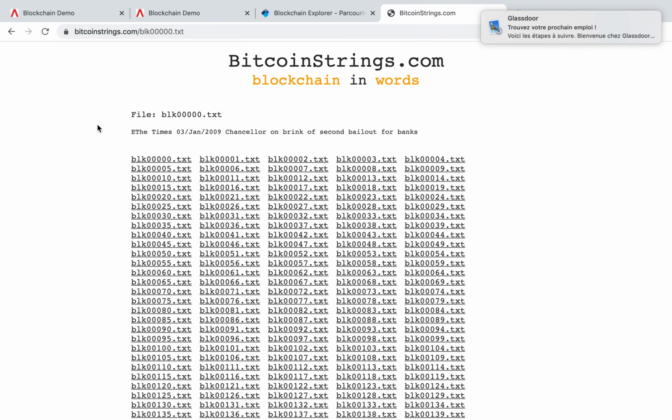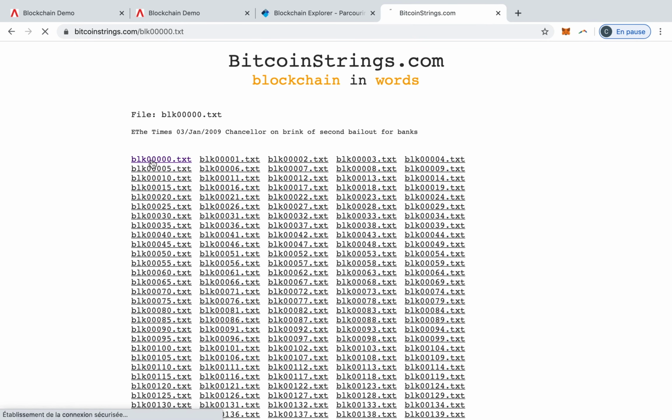So let's see what's in block 0. In block 0, you see it's written for the first transaction. At the end of it, it's written: The Times, 3rd of January 2009, Chancellor on brink of second bailout for banks.